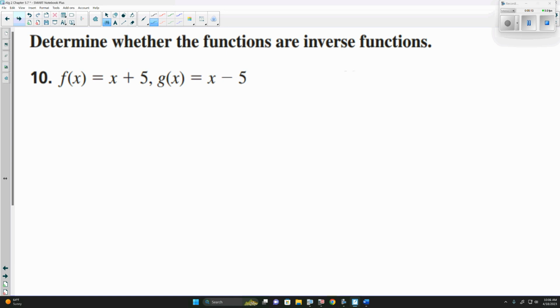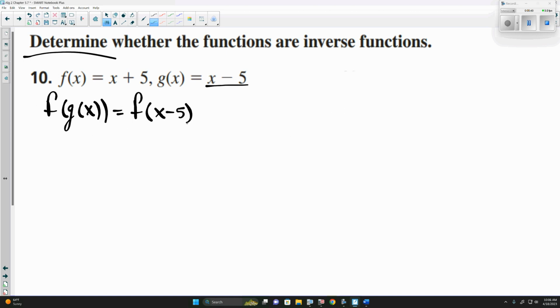Now this one here, we're going to go on and do it. This one here is not too bad to find if they are inverses. Now this one tells us to determine, so there's a chance that it could or could not be inverses. So the first thing we need to look at is f of g of x. Well, g of x in our case is x minus 5.